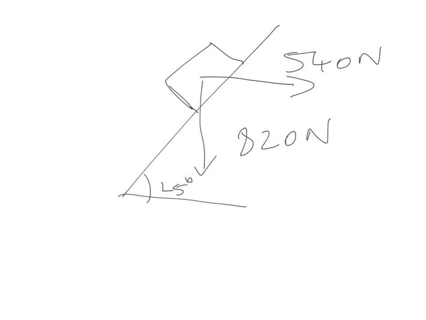If we want to find a component of this force along this slope, we can do that by knowing that this angle must be equal to this angle, because if you have two parallel lines and another line bisecting them, alternate angles are equal. So this angle is 25 degrees. The component of this force along here will be 540 cos 25 in that direction.